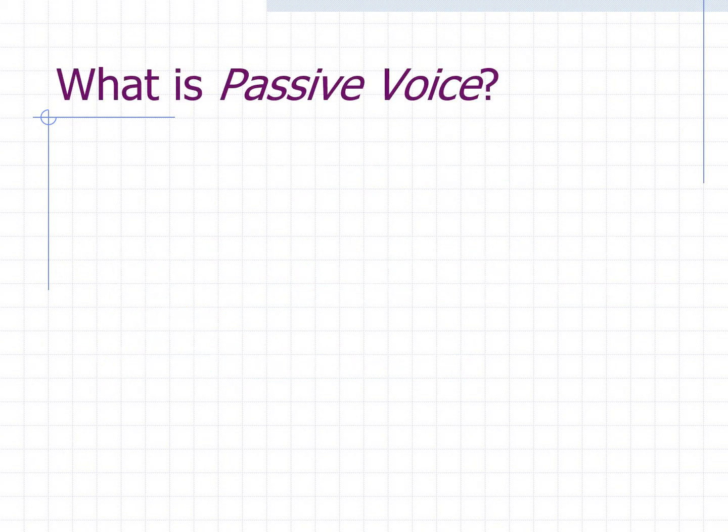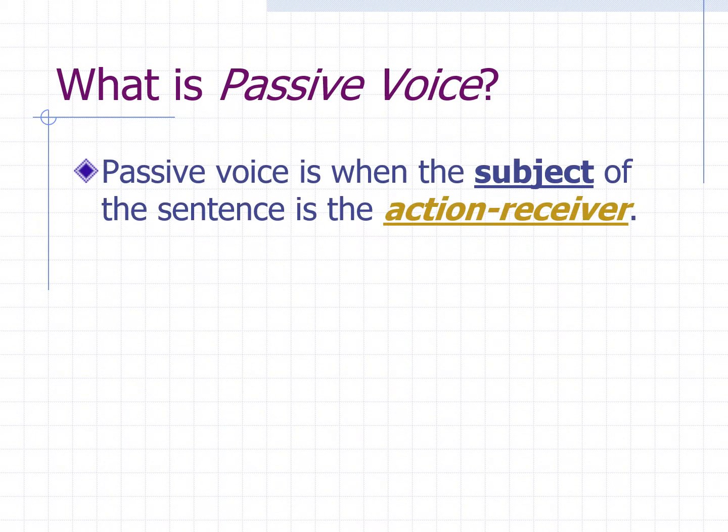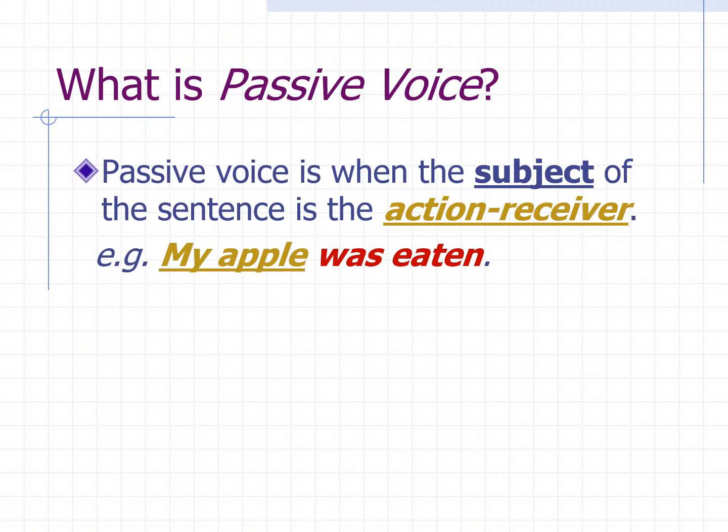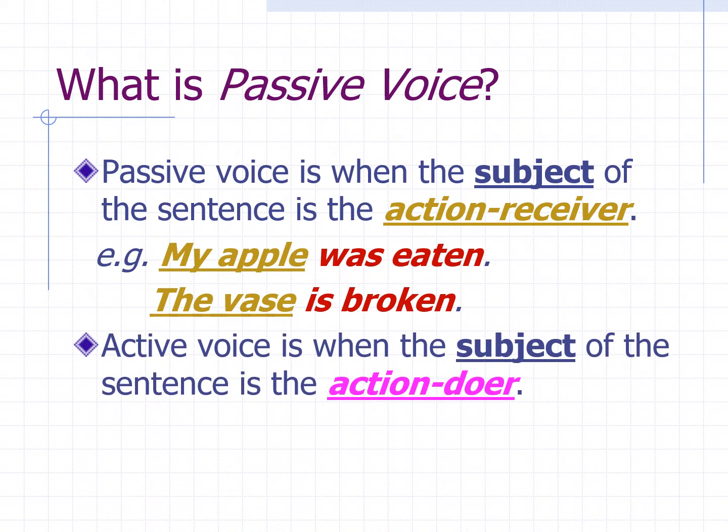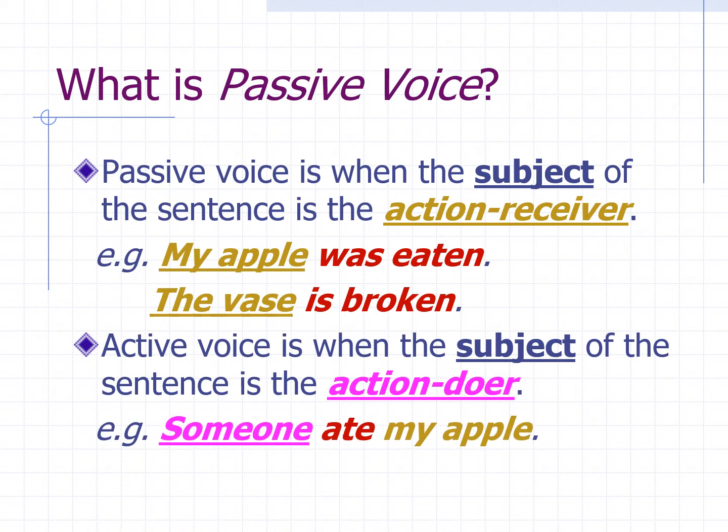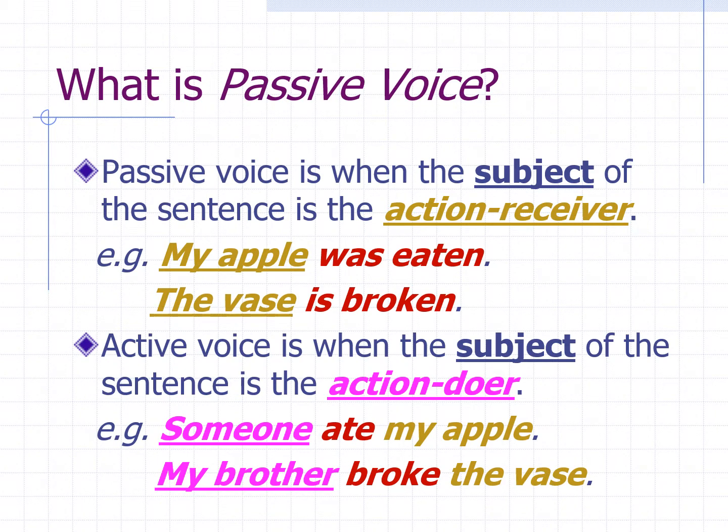So let me recap what exactly is active voice. To put it in simple words, passive voice is when the subject of the sentence is the action receiver. Like in this example, my apple was eaten, or the vase is broken. An active voice is when the subject of the sentence is the action doer. So another two examples: someone ate my apple. Now this one is an active voice. Or my brother broke the vase.